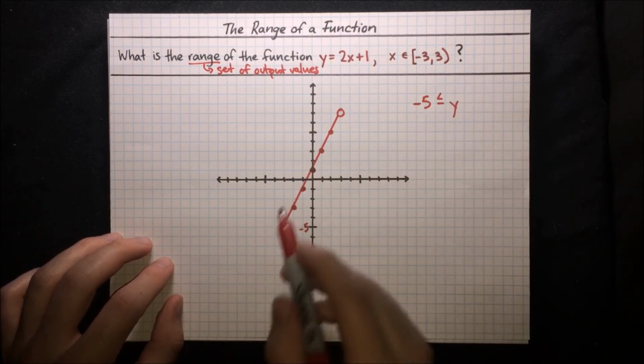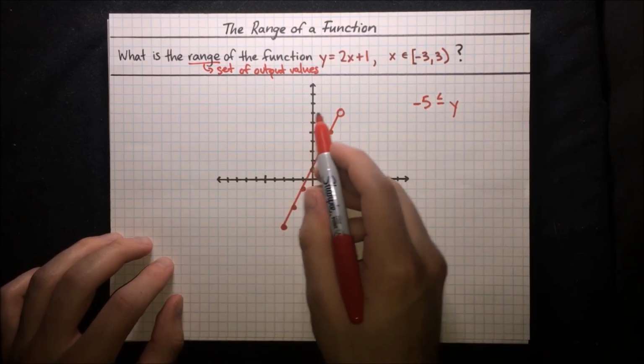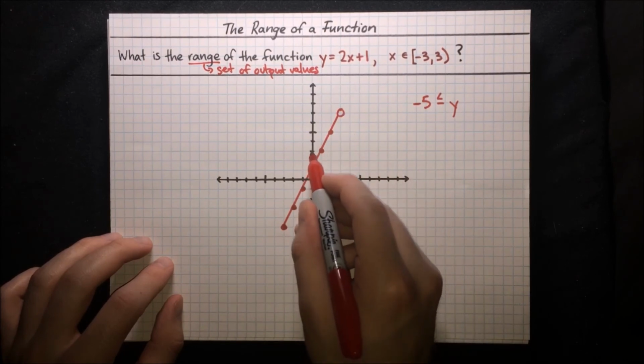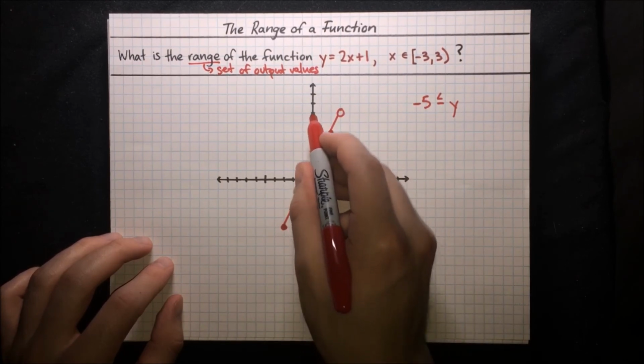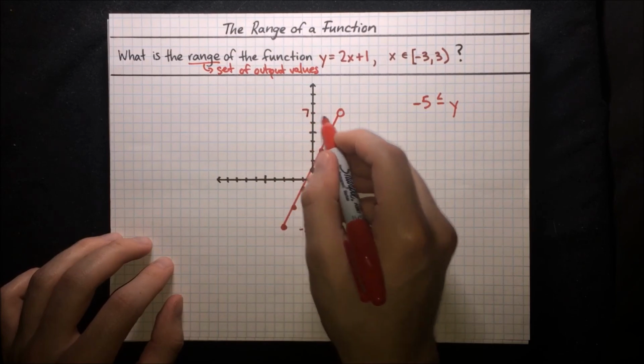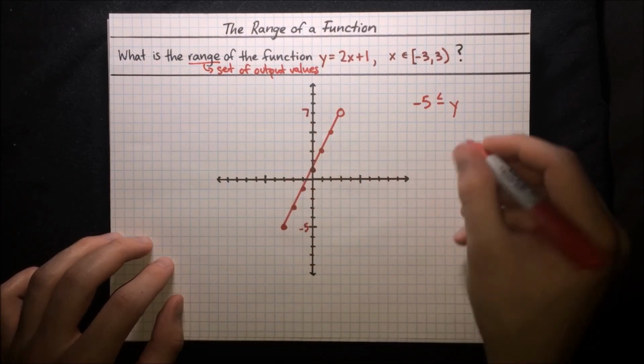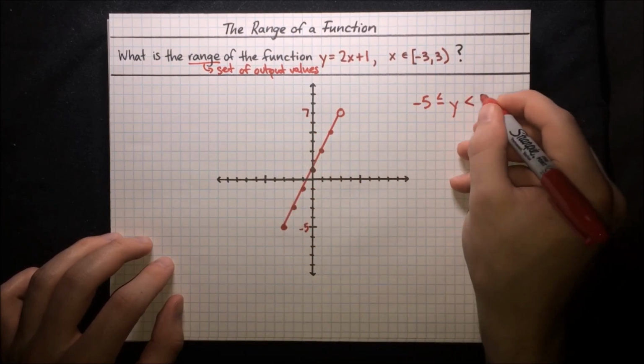And how about the highest y value? Well, that's all the way up here. So let's count until we get there. That's 1, 2, 3, 4, 5, 6, 7. So that's a y value of 7. But that's an open circle, so it doesn't actually attain the value of 7. It only goes up to 7. So y is less than 7.